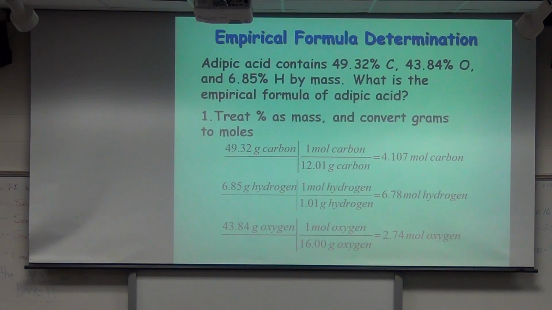Once you've done that, because we've got 3 different elements in that compound, you're going to have 3 different mole values, one for each element. And this completes our first step. Assume it's 100 grams. Find the number of moles for each one.